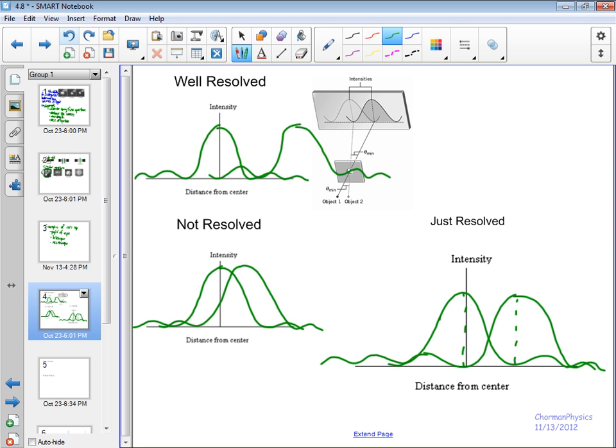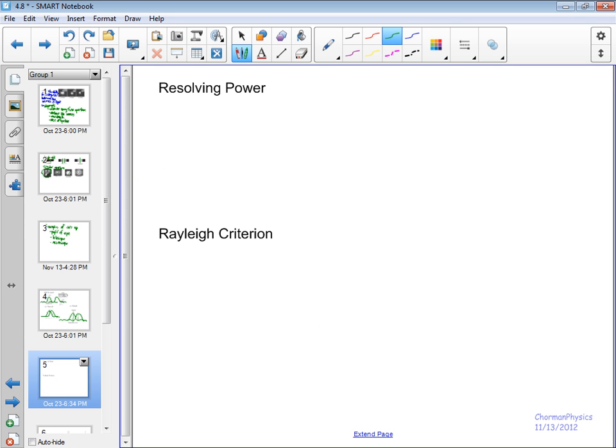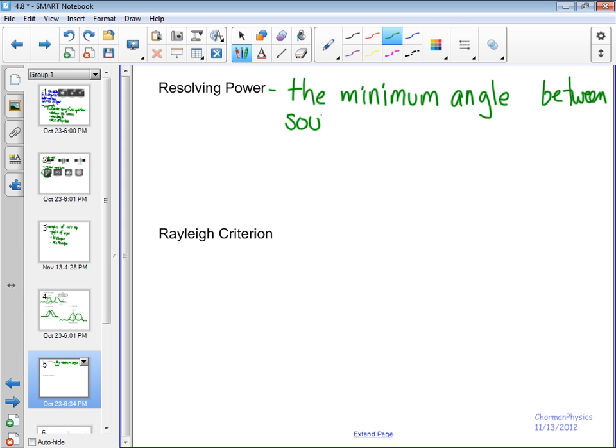And what we see happening here is these central maxima are going to occur over the first minimum of the other intensity pattern. All right, so our resolving power, when we talk about resolution, is the minimum angle between the sources for them to be just resolved.